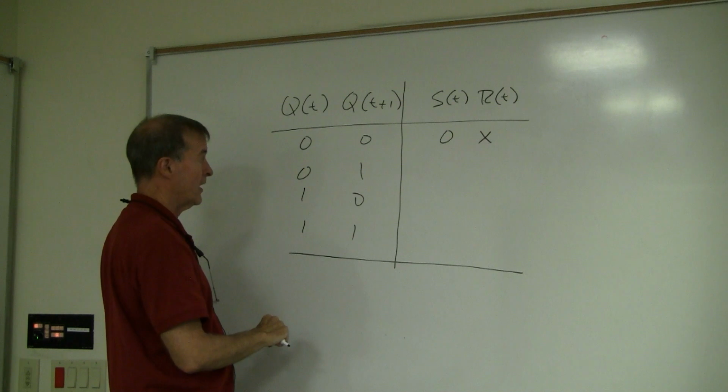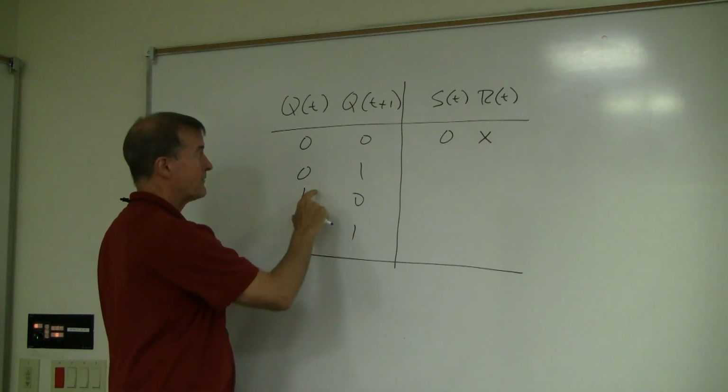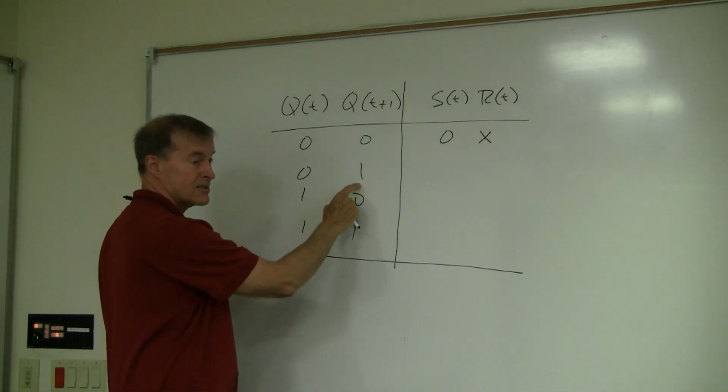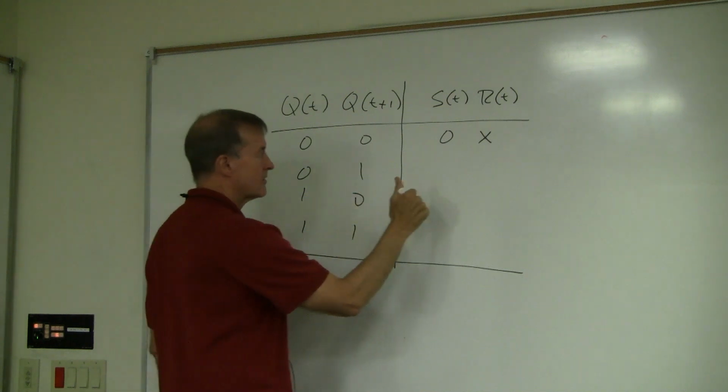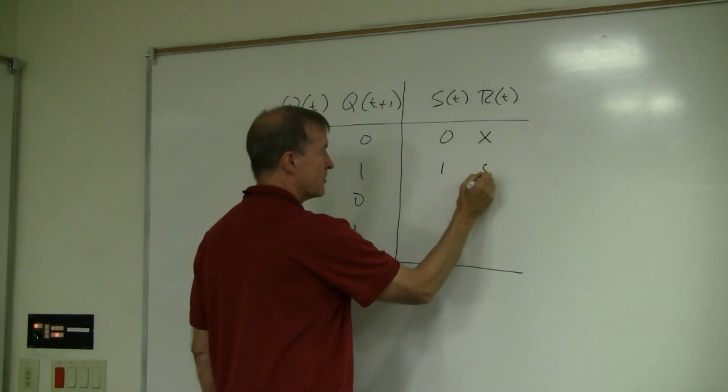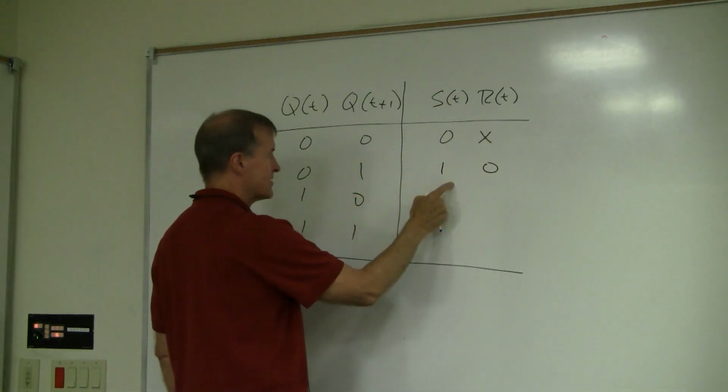You have to do what? You have to set it, because Q set. So what's the set condition? 1, 0. So if S is 1, R is 0, that's the set. So that's how to set.